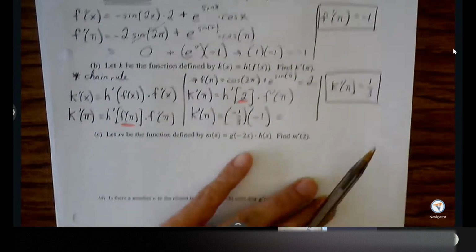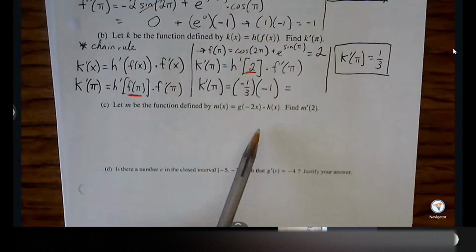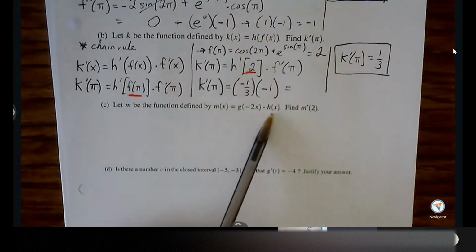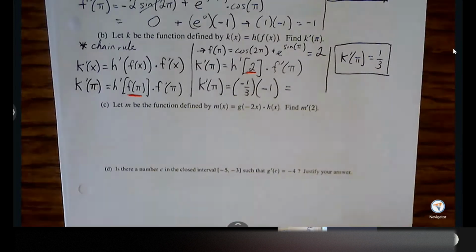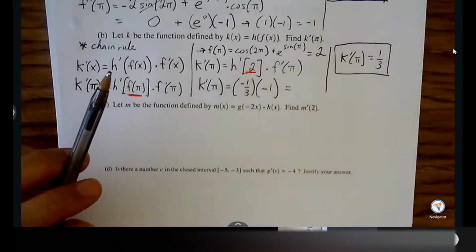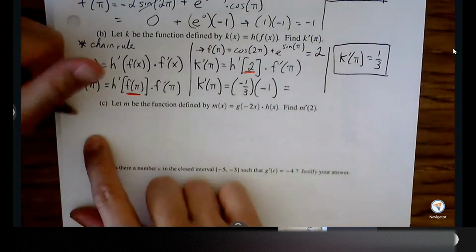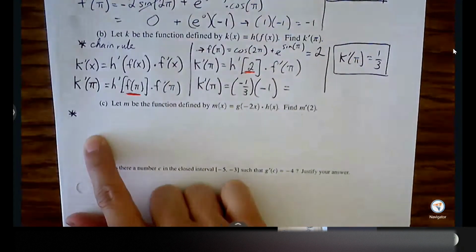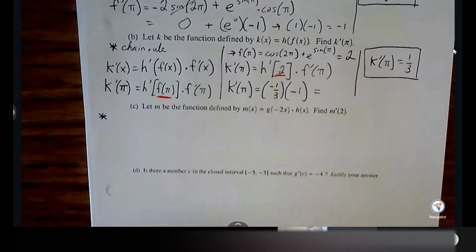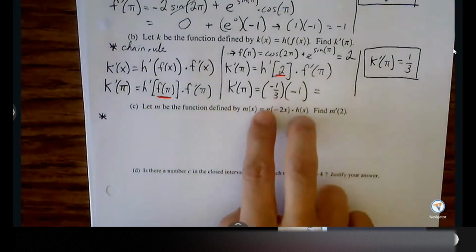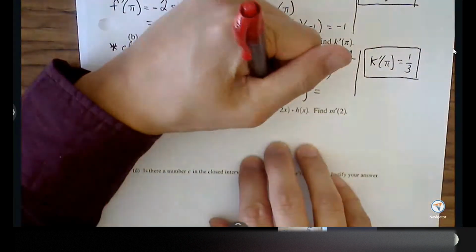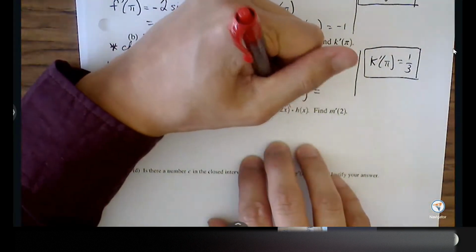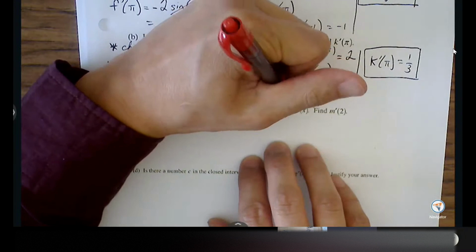All right, part C. Let m be the function defined here. Find m prime of 2. Again, before we find slope, we have to find the derivative. To find the derivative, what special method is involved here? Would this just be product rule? Yeah, product rule with a little bit of chain rule here. Okay, but yeah, product rule. There's my f, here's my g.